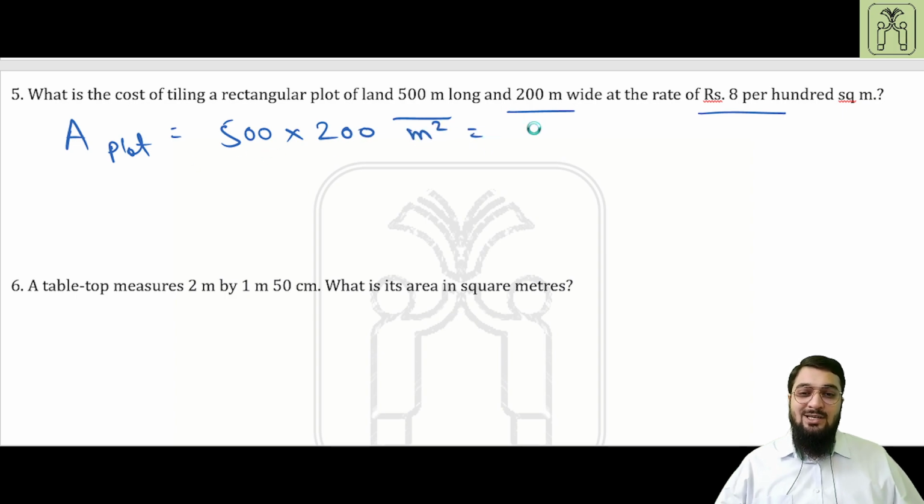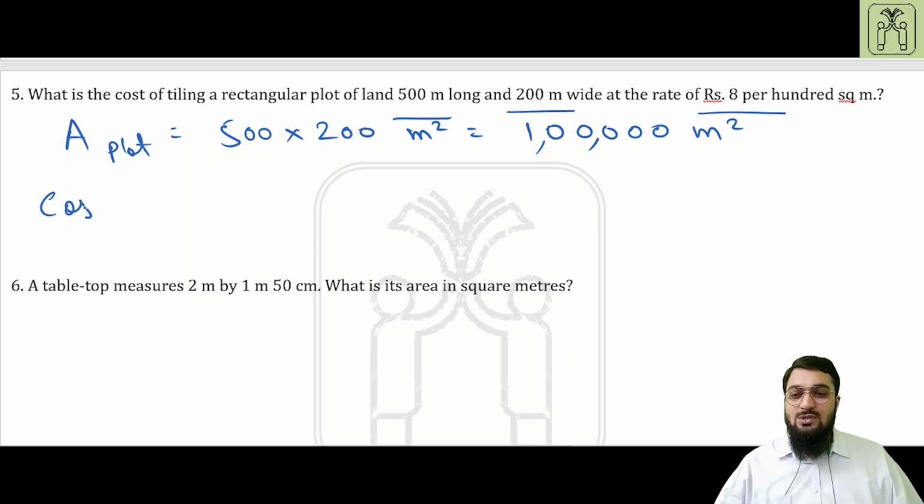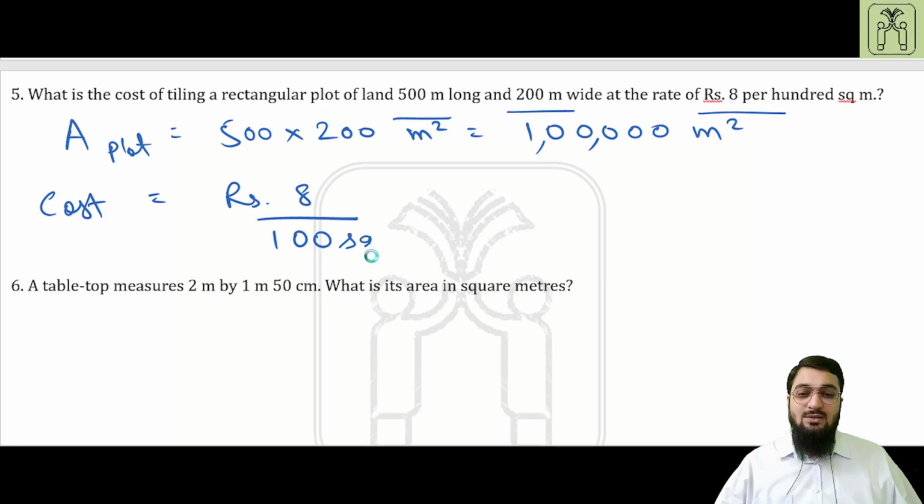That can be written as 5 into 2 is equal to 10, and there are 4 zeros, so 4 zeros will be mentioned, respective commas will be mentioned, and it will be written like this. So 1 lakh meter square is the total area. So cost is written as rupees 8 per 100 square meter. So what you will do, you will just write 100 square meter, into the total area, that is 1 lakh meter square.